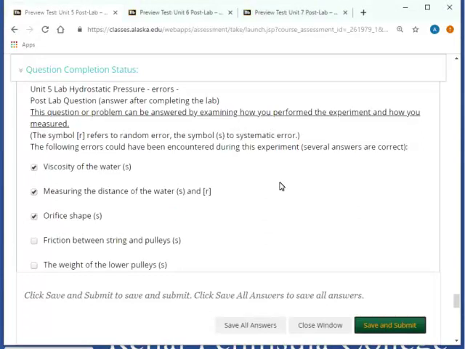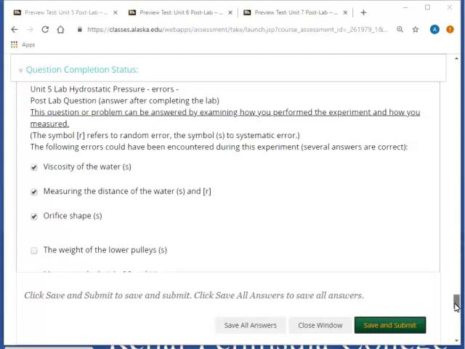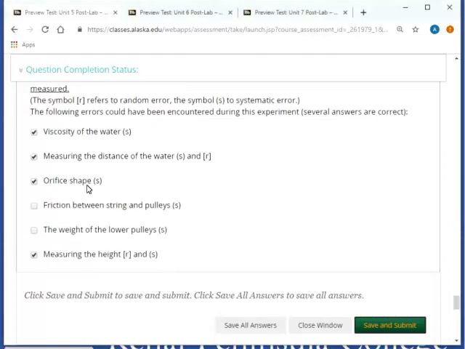And then the errors that are associated with this lab, I believe there are 5 different errors. And again, they make sense when you look at them. And that was the recording for the Unit 5 post lab.